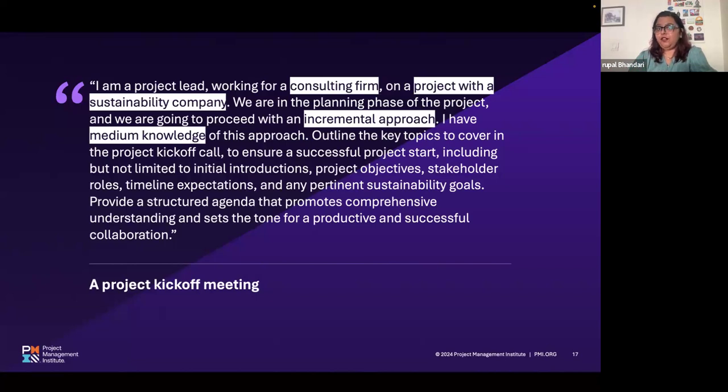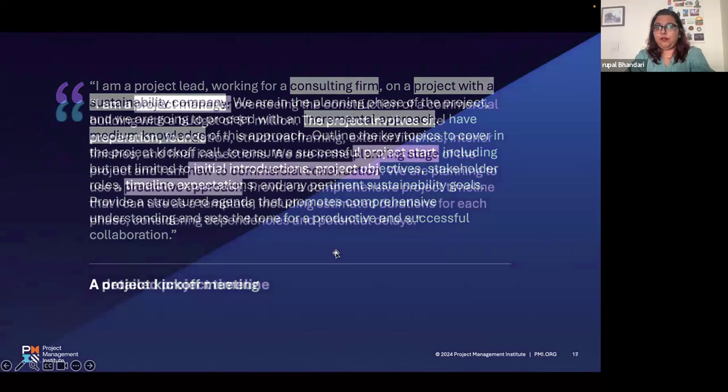I have medium knowledge of the approach. So I know the approach. Okay, I'm not a master in it, but I'm also not a newbie. Outline the key topics to cover in the project kickoff call to ensure a successful project start, including but not limited to the initial introductions, project objectives, stakeholder roles, timeline expectations, and any pertinent sustainability goals. Provide a structured agenda that promotes comprehensive understanding and sets the tone for a productive and successful collaboration. So this is the prompt we are going to use.